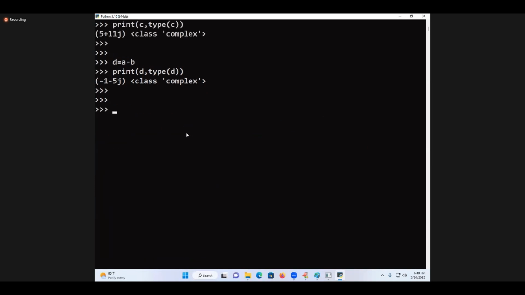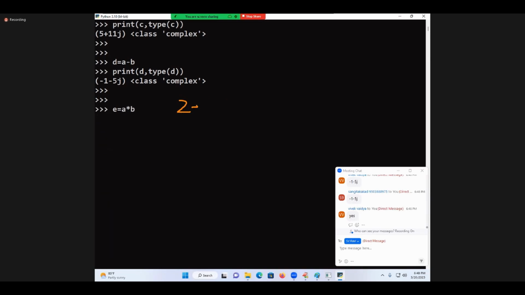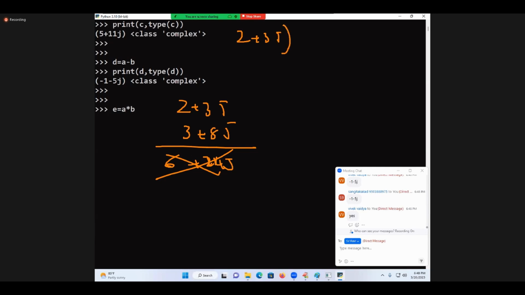Let me go for one complex thing: A star B. This is not as usual what we take. 2 plus 3j times 3 plus 8j is not 6 plus 24j. That is called a wrong answer. How do you need to take it? 2 plus 3j into 3 plus 8j. Students, please carry. Multiply these things now. You know how to multiply, right?